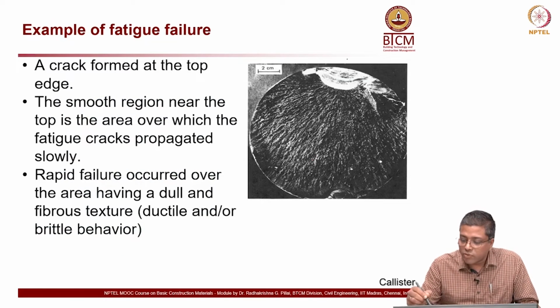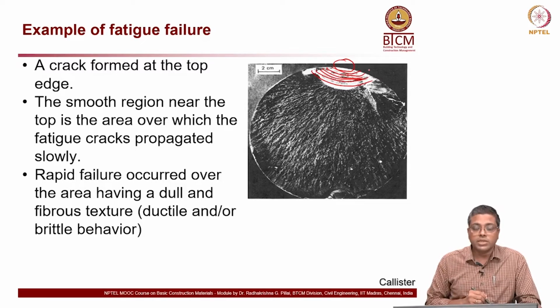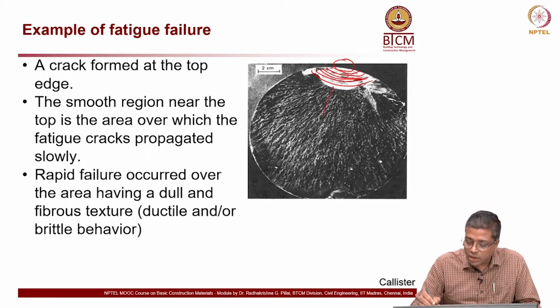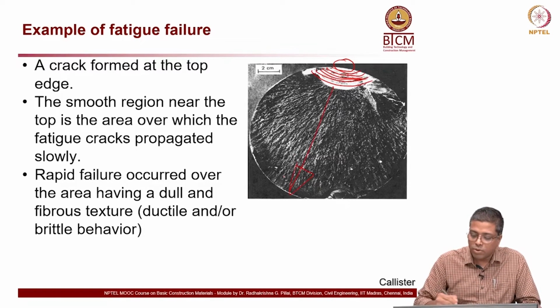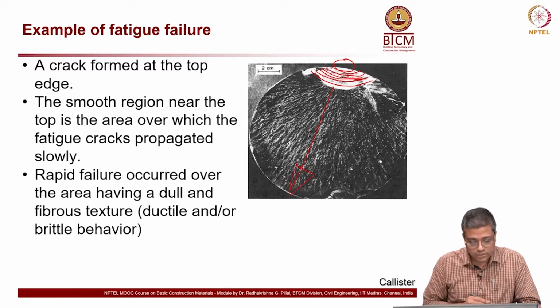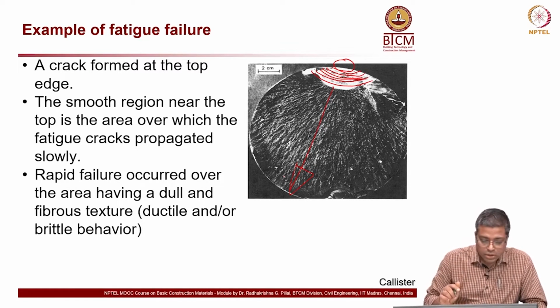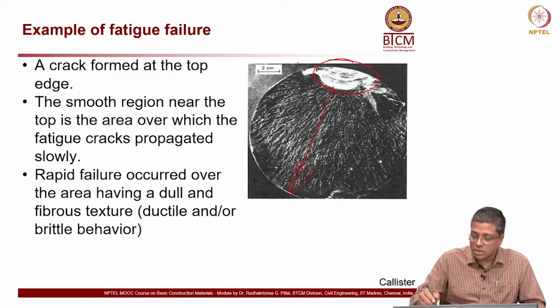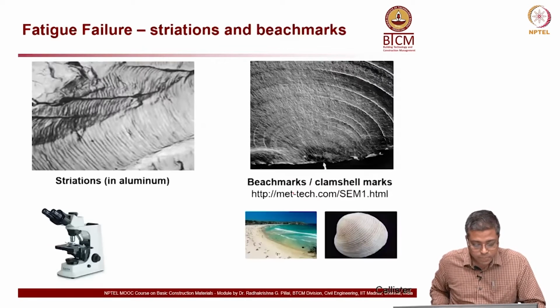Here is an example for that. You can say this initial crack happened here, and then here you have the propagation phase, and then from here onwards it is all of a sudden the final phase. So, the smooth region you can see on the top is the initiation and propagation region, and then this is the third phase here, the darker color region.